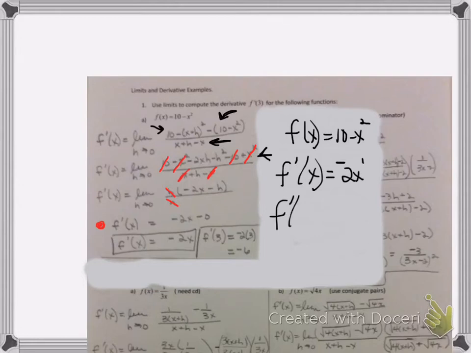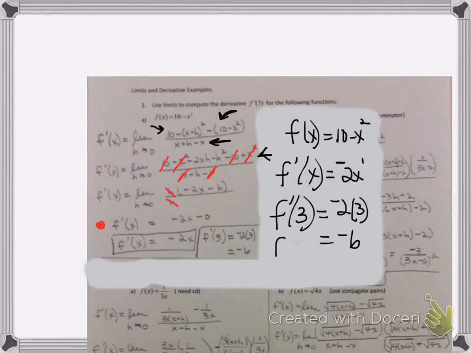Now I could have also done this one using the power rule. So if my f of x equaled 10 minus x squared, using the power rule I would have gotten f prime of x equals, the derivative of a constant is just 0, and then you have your subtraction sign, and then you take the power rule and you're left with that. And then just like I did in the last step in the other problem, plug in your x value and you have a negative 6.